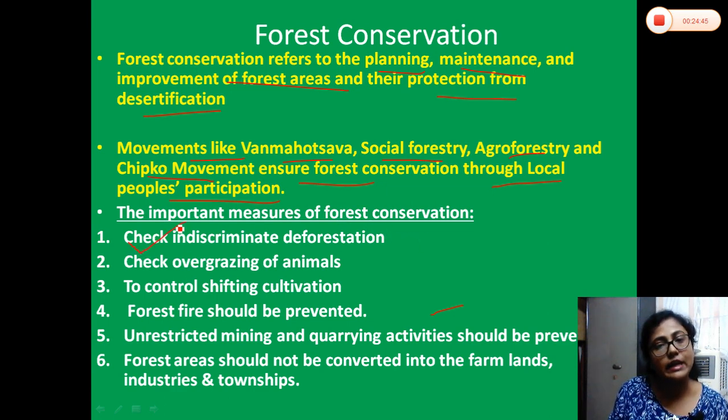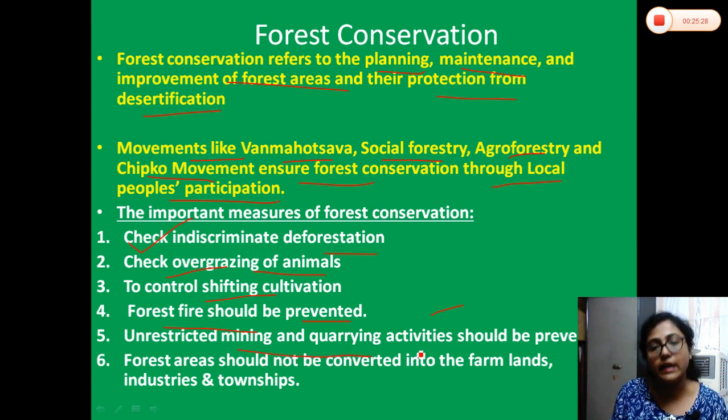Important measures to conserve the forest: check indiscriminate deforestation, indiscriminate cutting of trees must be checked. Overgrazing of animals must be checked. Totally control shifting cultivation, slash and burn agriculture. Tribal people are burning the forest, and in that forest area they are doing cultivation, and after burning, soil degradation, land degradation takes place, forest can't be grown there. So that should be banned. Forest fire should be prevented, that's why a fire line is constructed to prevent fire from spreading.